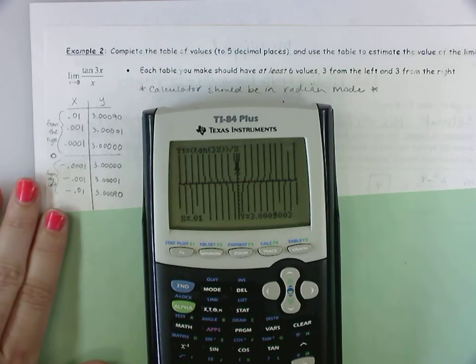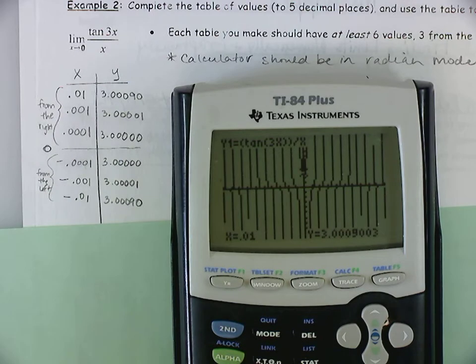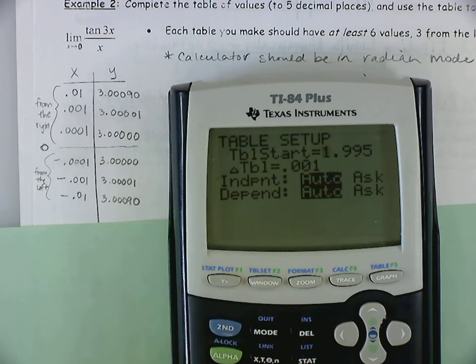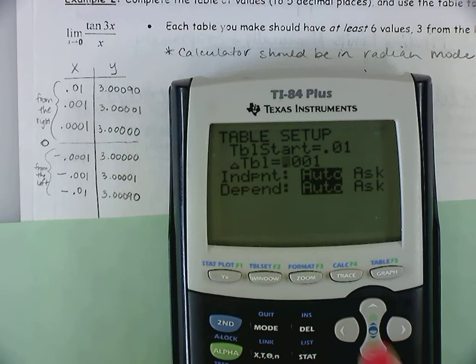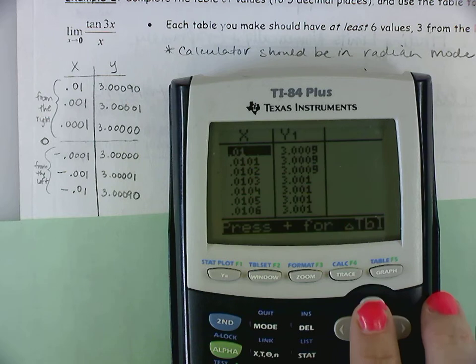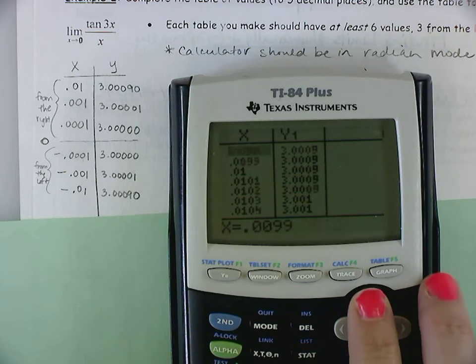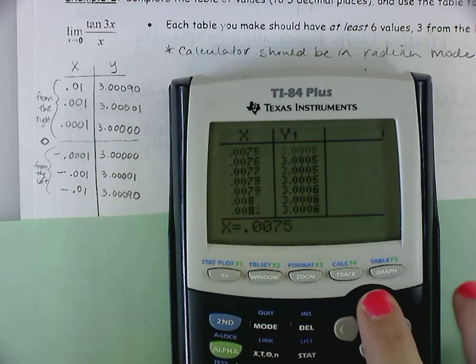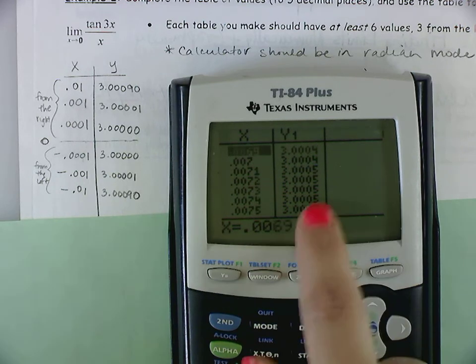And then for sake of time today, I am just giving you your values, okay? So we're going to round them out to 5 places, and then once you do that, it's pretty easy to tell from the table what value you're approaching in this case. If you also go to your table set, if you start at like 0.01, but then go up by 0.0001, as you get closer and closer to 0, you're going to see that you're getting closer and closer to 3.